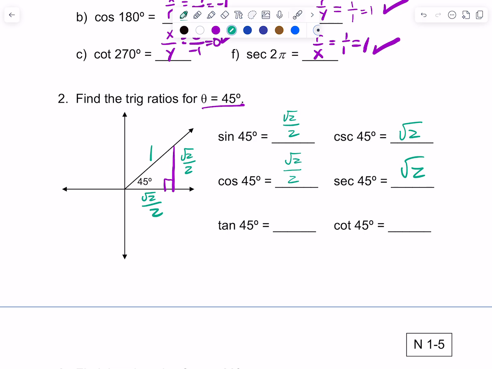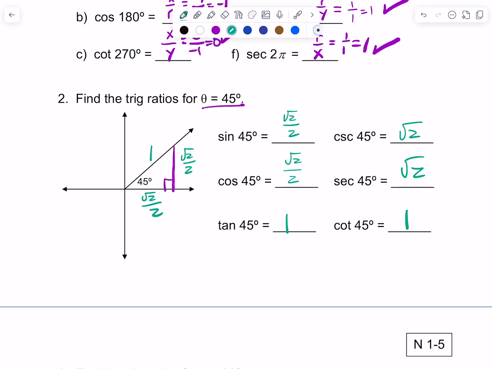And then tangent is y divided by x. So what's radical 2 divided by radical 2? Or what's tangent if it's y divided by x? If I divide those, what does that give you? 1. So tangent at 45 should be 1, because in a right triangle that's 45-45, those legs should be the same. Cotangent is just flipped, which is just 1.